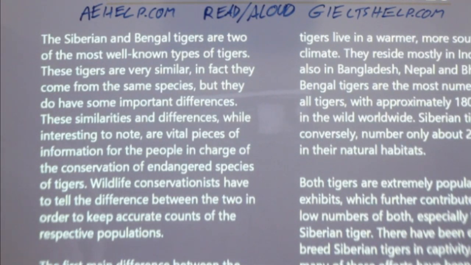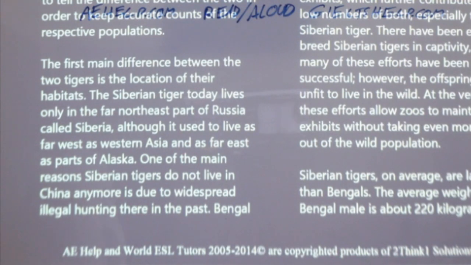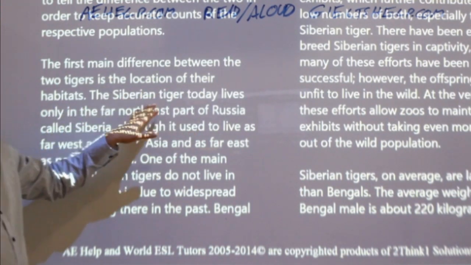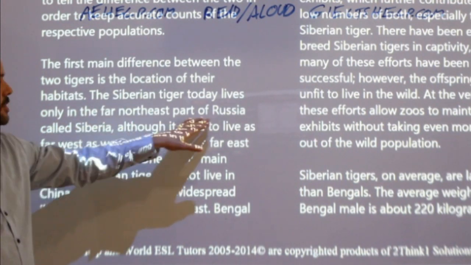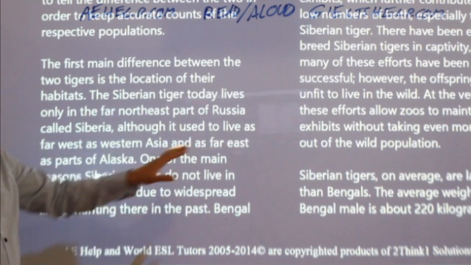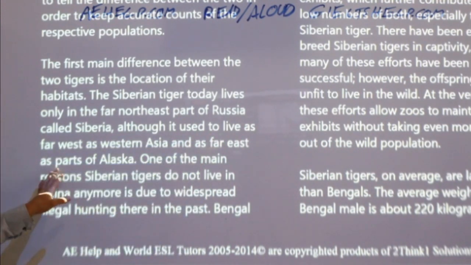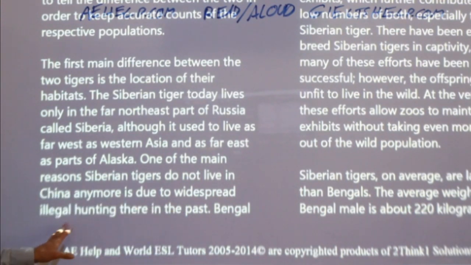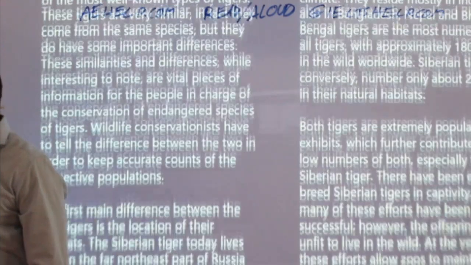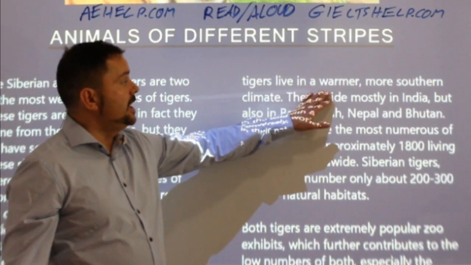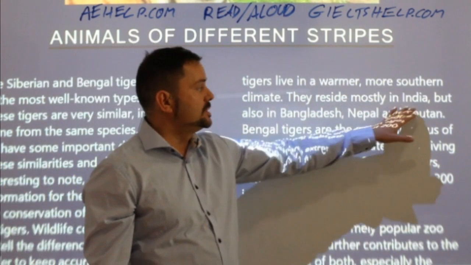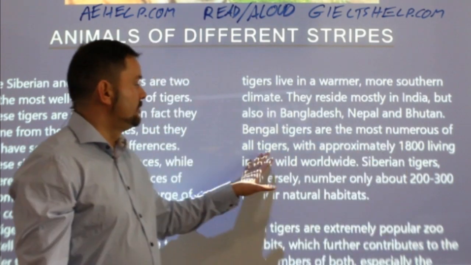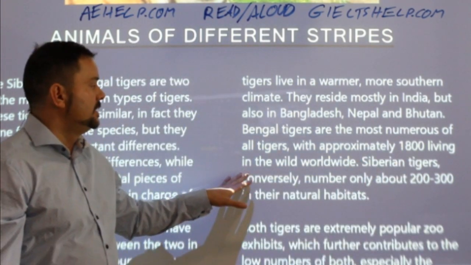All right, let's keep going. The first main difference between the two tigers is the location of their habitats. The Siberian tiger today lives only in the far northeast part of Russia called Siberia, although it used to live as far west as Western Asia and as far east as parts of Alaska. One of the main reasons Siberian tigers do not live in China anymore is due to the widespread illegal hunting there in the past. Bengal tigers live in a warmer, more southern climate. They reside mostly in India, but also in Bangladesh, Nepal, and Bhutan. Bengal tigers are the most numerous of all tigers, with approximately 1,800 living in the wild worldwide.